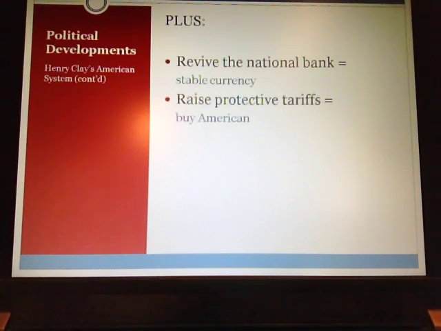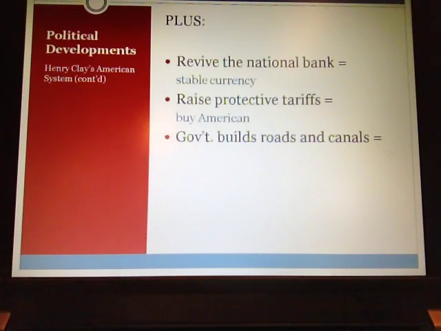And then the third part is the government is going to take over building roads and canals. Okay? Before this time period, most roads and canals were privately built. Okay, so let's talk about that a little bit. We're so used to the government building our roads today that it would never occur to us that private citizens would build roads. But that's exactly how it worked back then.